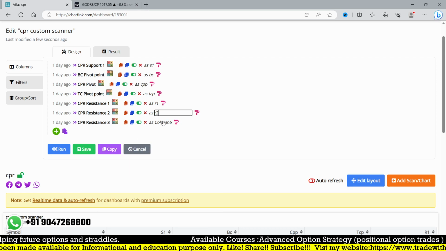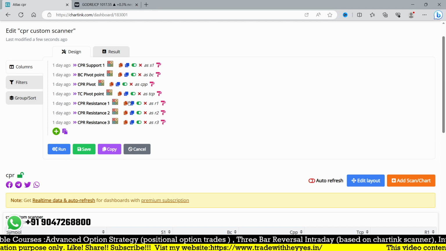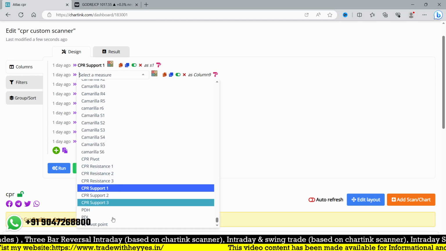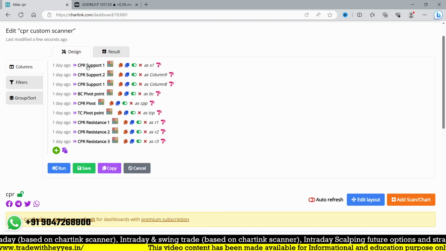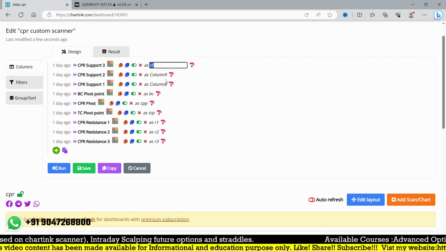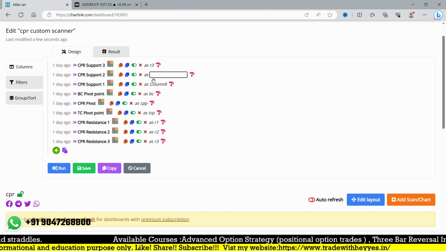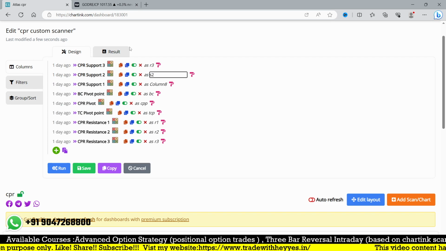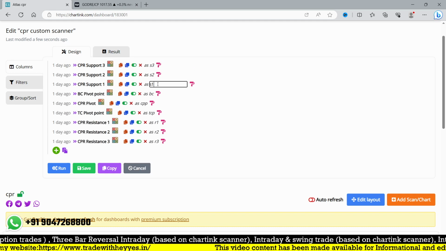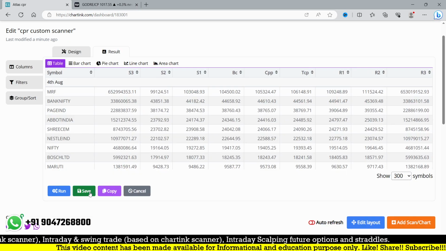R2, R3. In the same way, we can go for S2, support 2, and support 3. So we have to check that the values are right. Once the values are ready, we can easily run our scanner: S2, S3, S1. Okay, so let's run and save the scan.